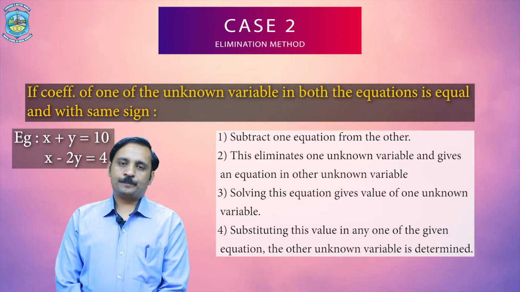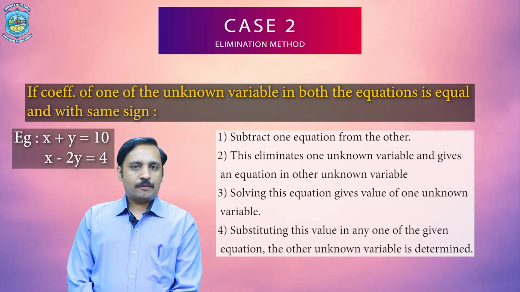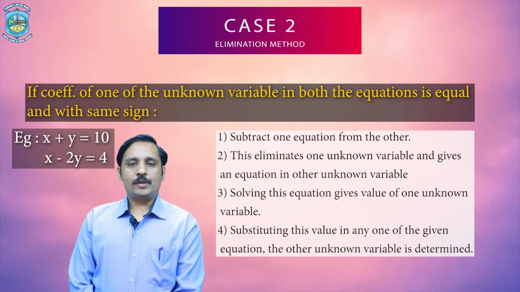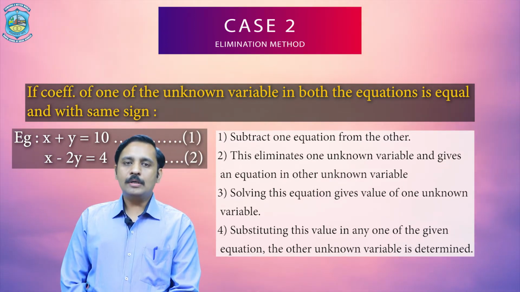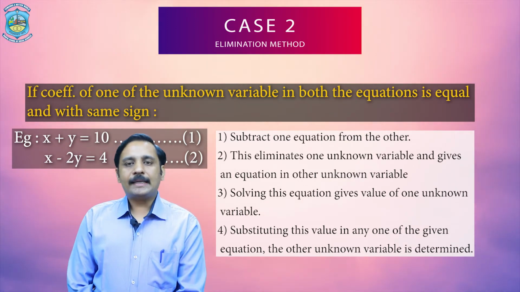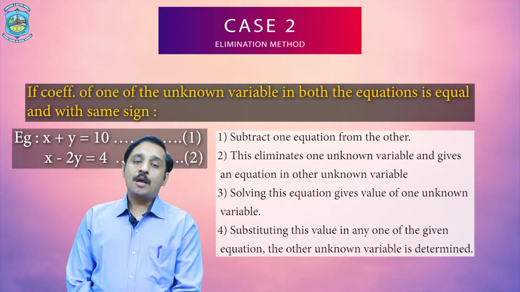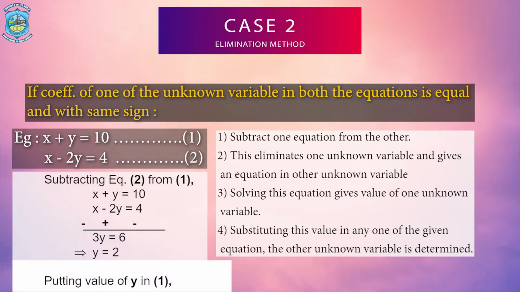Let us see how it is done. So we have the example x plus y is equal to 10, x minus 2y is equal to 6. Let us mark them equation number 1 and equation number 2. Now since the coefficients are the same, we subtract equation number 2 from equation number 1. While doing so, we have to change the sign of each element of the second equation. That is, we change the sign of x to negative, we change the sign of minus 2y to positive, and we change the sign of 6 to negative, and we simply add them. This eliminates variable x, so we have the value of y as 2.